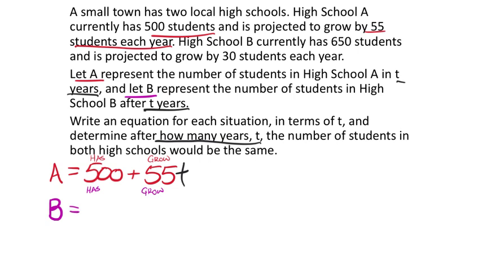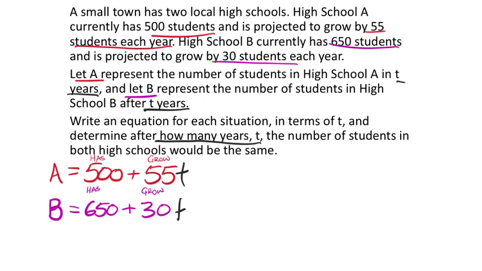So High School B, let's see, it says it has currently 650 students. So it currently has the 650. And then it's going to grow by 30 students each year. So it'll grow by 30 right there. Now this 30 is how much it will grow every year. That 30 represents 1 year. To figure out how many it has after a certain number of years, we'll have to multiply by T, which we don't know how many years that will be. If we add those two together, that's how many students are in High School B.